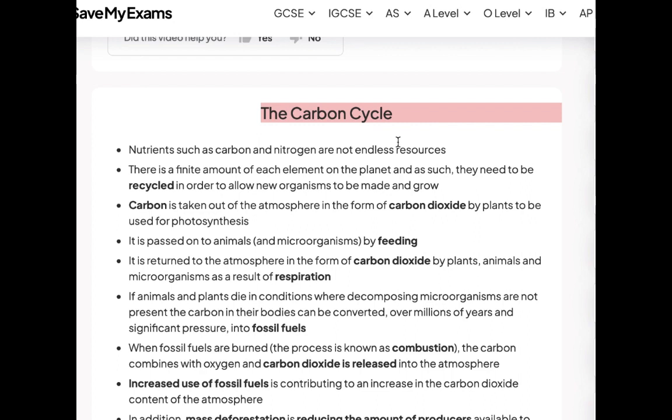Nutrients such as carbon and nitrogen are not endless resources, okay? So it's like a chain, it's like a circle. We get them, we release them, we use them, they disappear, we get them again, and so it's a circle.